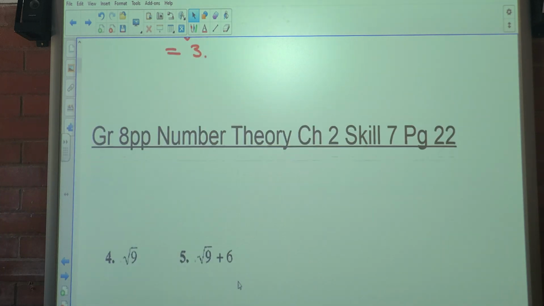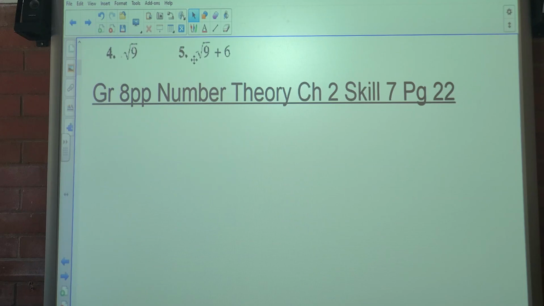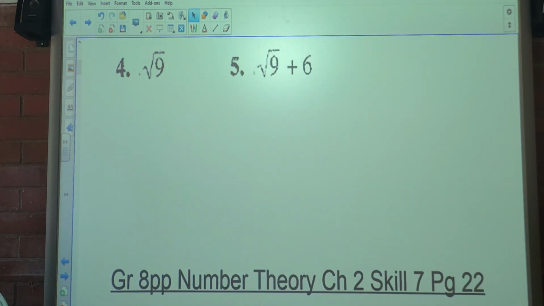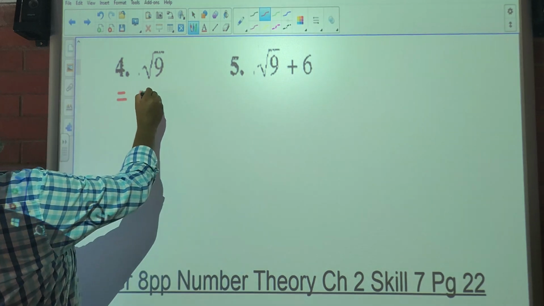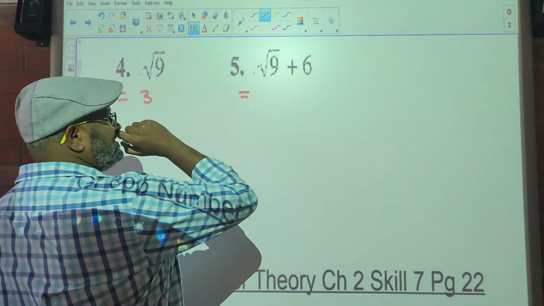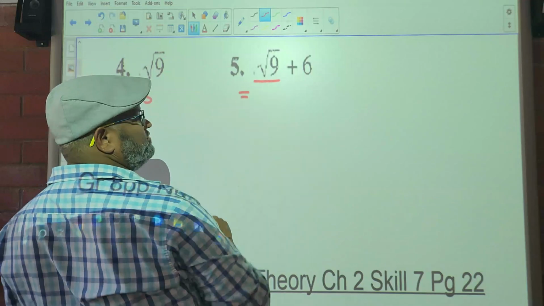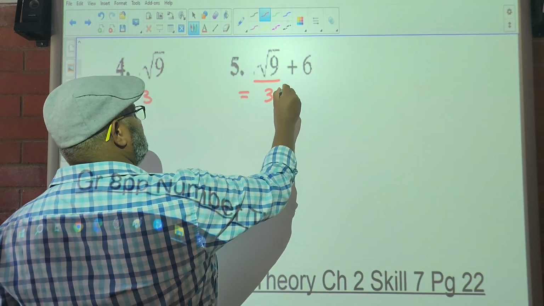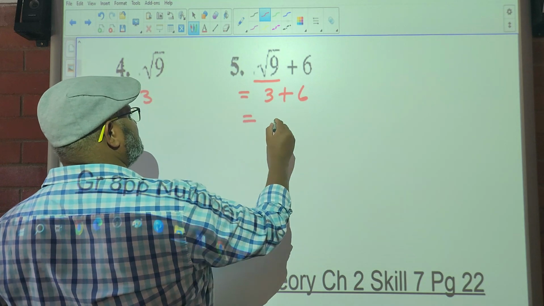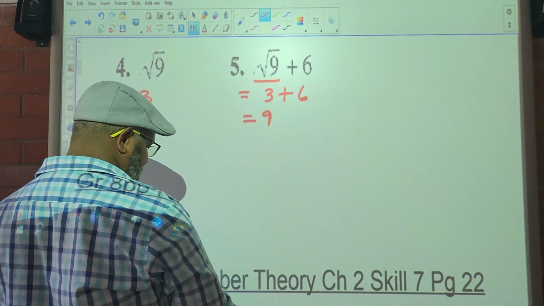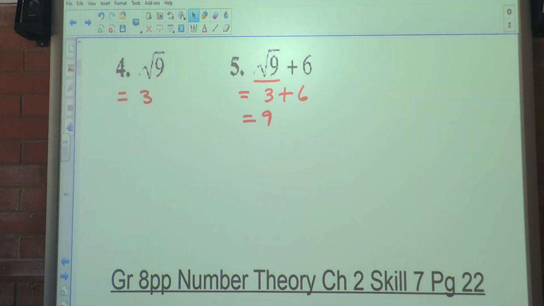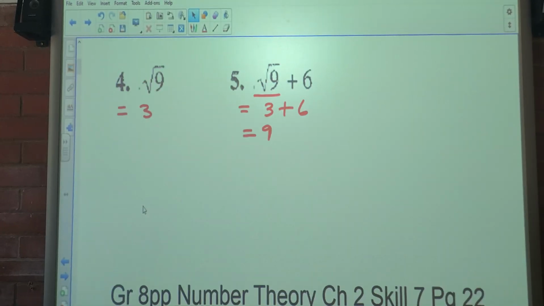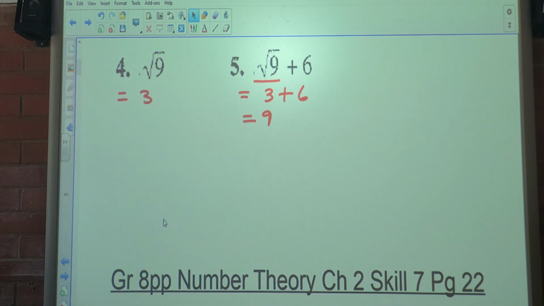Look at number 4. The square root of 9 plus 6. So what must be done first here? The square root. Can you see that? What's the square root of 9? 3. Plus? What's 3 plus 6? Okay. You guys understand? So stop the video at this point.